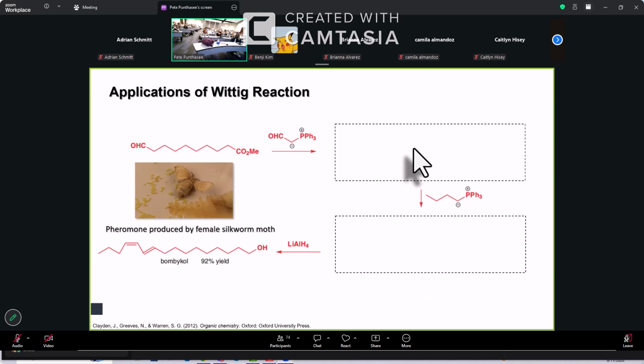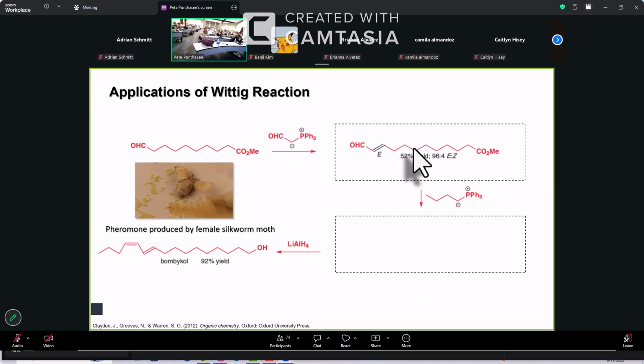Stabilized. How do you know this is a stabilized ylide? Can you see the aldehyde next to it? That's the electron withdrawing group. You're going to be able to spot that. Okay. It is a stabilized ylide. What's the major product? E or Z? Yep, E. Okay. This is an E. Stabilized gives you E.